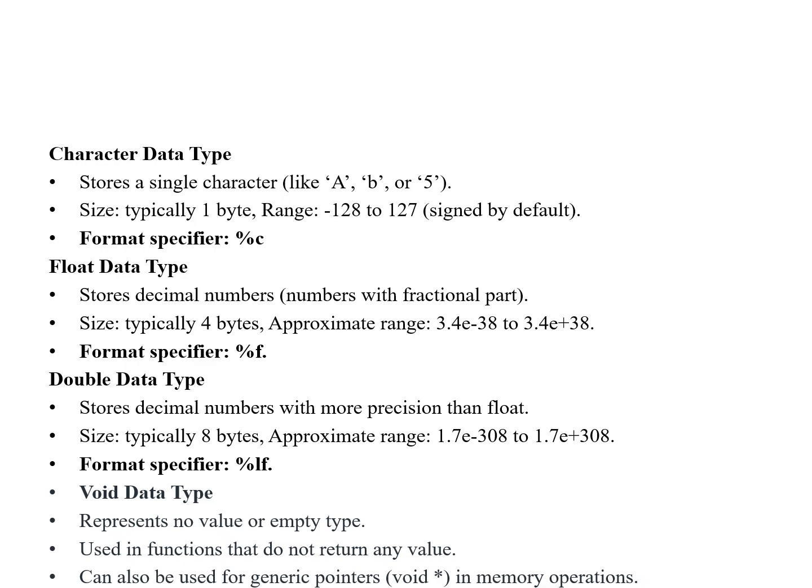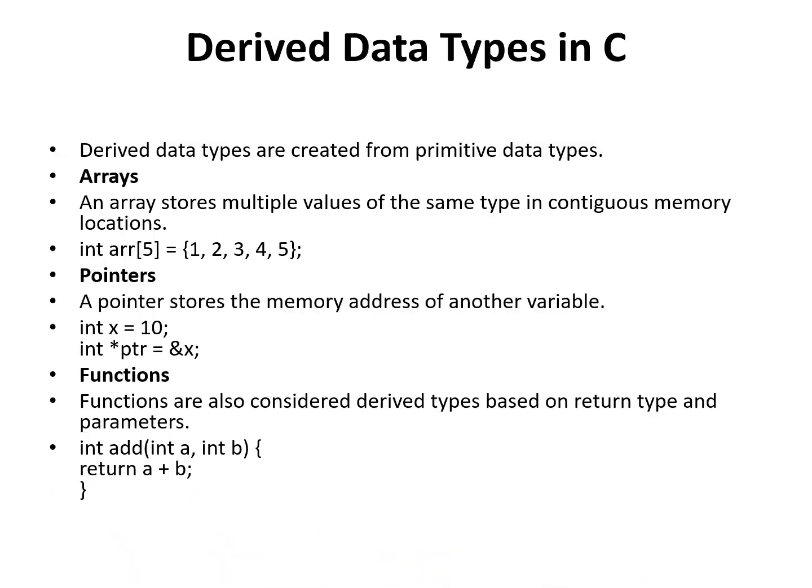The double data type stores decimal numbers with more precision than float. The memory allocated size is 8 bytes. The format specifier is %lf. Void represents no value or an empty type, used in functions that do not return any values. These are the primitive data types.